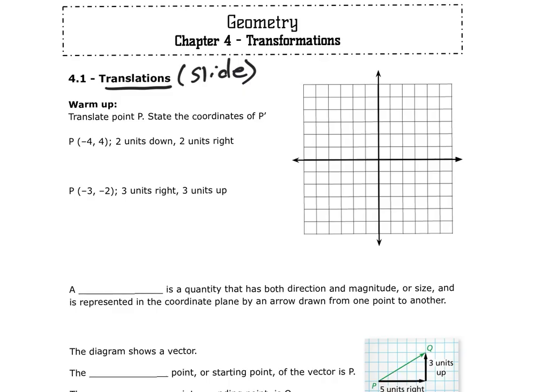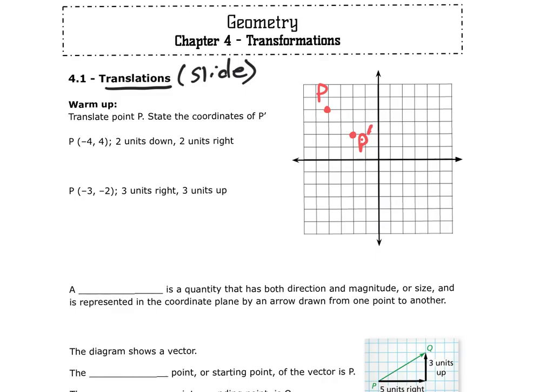I'm going to place point P at -4, 4. So we're going to go left 4, up 4. And we're going to label that as point P. And then this tells me what type of change we're doing to P. We're going to move P 2 units down and 2 units to the right. And we're going to call that P prime.